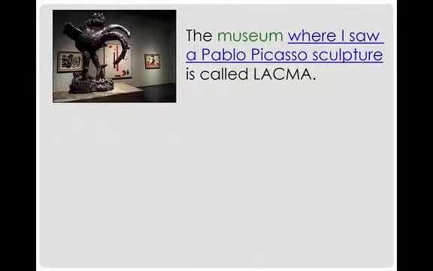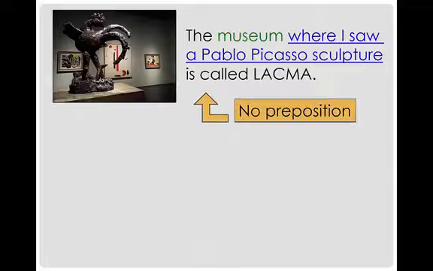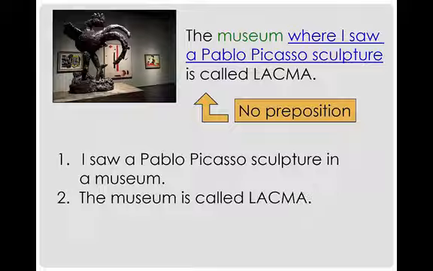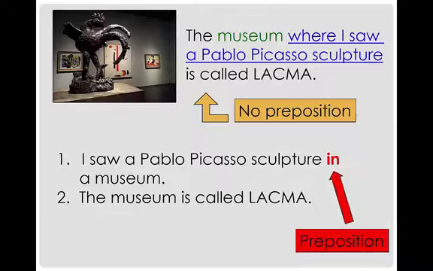Now, the adjective clause, where I saw a Pablo Picasso sculpture, can be written in several different ways using several different pronouns. Here, using where, there is no preposition. But let's take a second to think about what this sentence is saying. The adjective clause is saying, I saw a Pablo Picasso sculpture in a museum. And the rest of the sentence is saying, the museum is called LACMA. Do you see a preposition in the first sentence? That's right. In is a preposition.